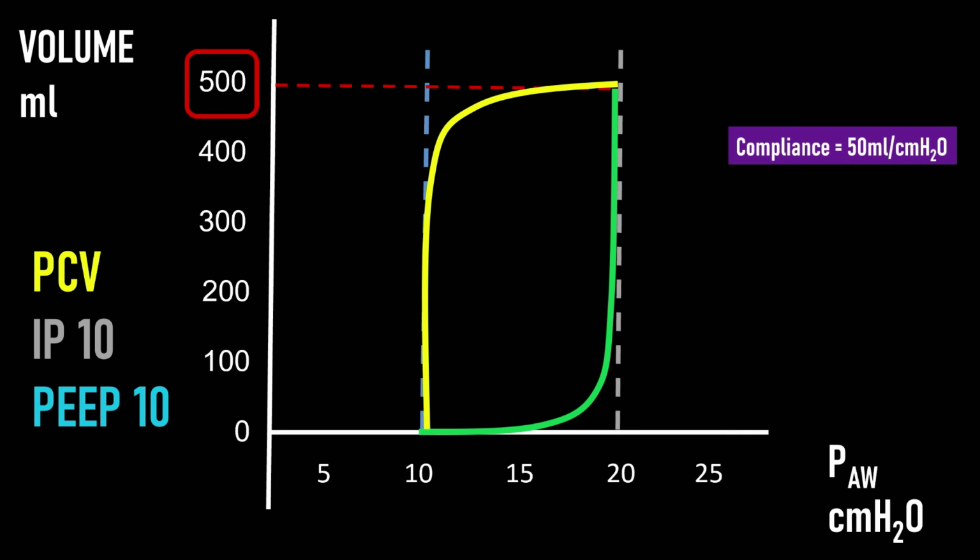In this situation, the curve is so much more upright than it was in the previous picture, and the tidal volume is 500 mils for the same inspiratory pressure. As a consequence, we are now measuring a compliance of 50 mils per centimeter of water. So that is a significantly better picture.